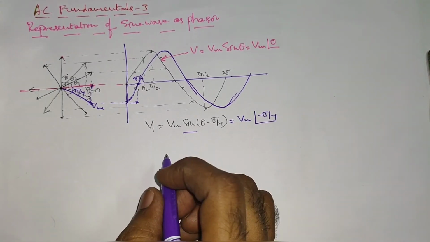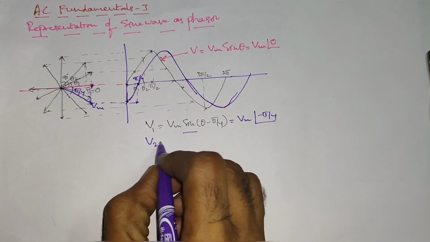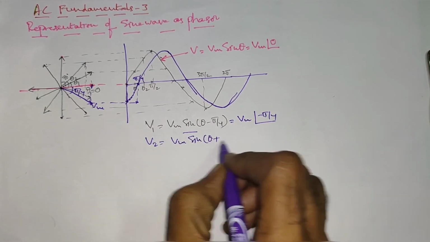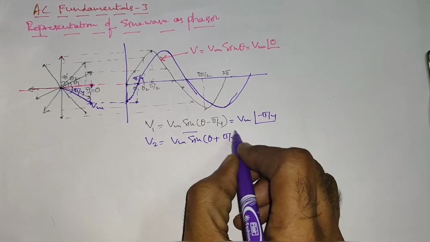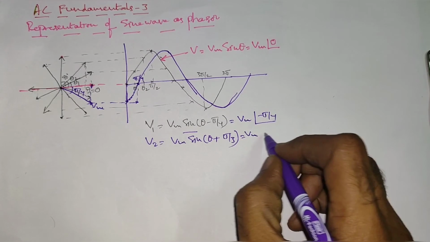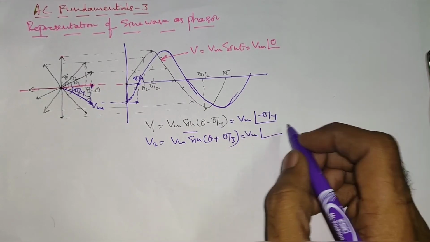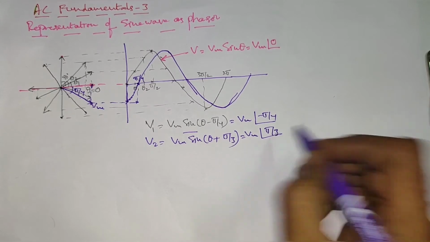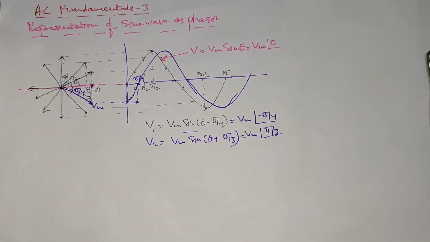Similarly, let me tell you one more example. Say V2 is Vm sin of theta plus pi by 3. This is another sine waveform. This can be represented in vector form or polar form as Vm at an angle of pi by 3. So that is how we can correlate the polar or vector form with respect to a sine wave.